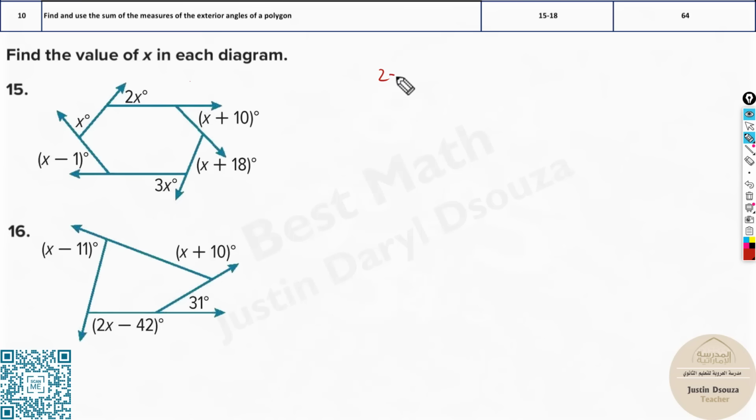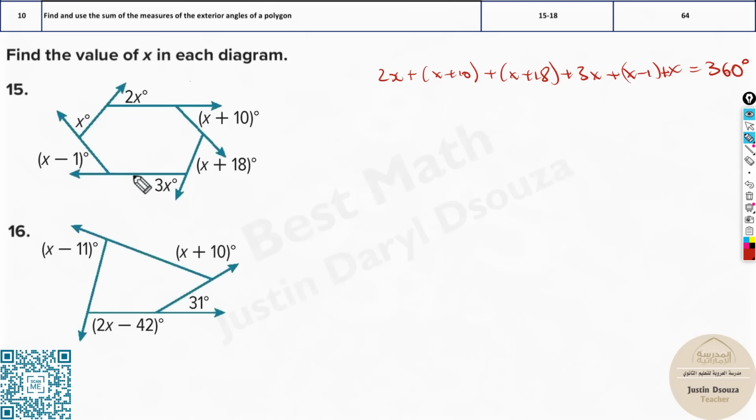That is, when you add up all the exterior angles, let me start with 2x plus x plus 10 plus x plus 18 plus 3x plus x minus 1. And lastly, we have x. Because I started with 2x, right? Plus x. This all, when you add them up, must be equal to 360 degrees.